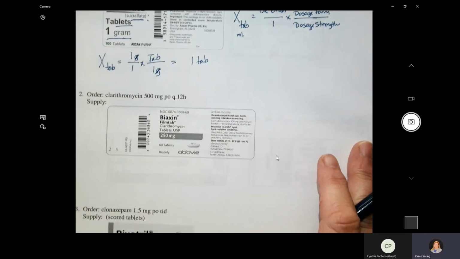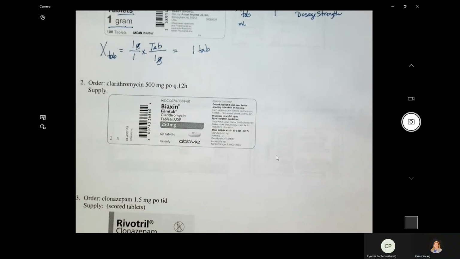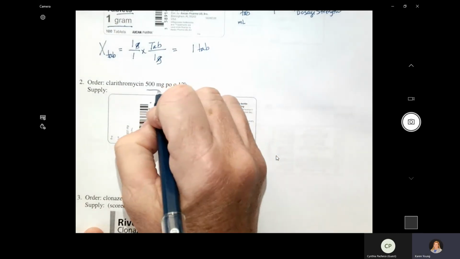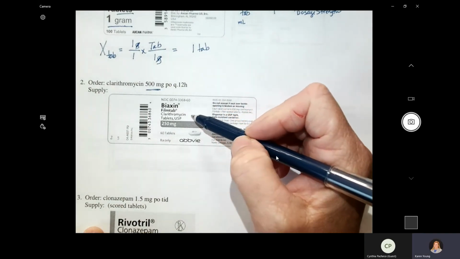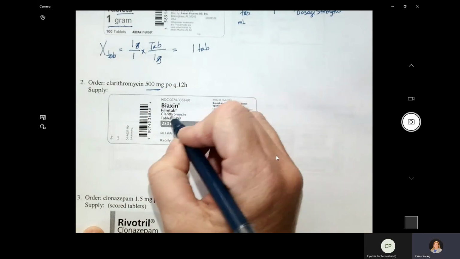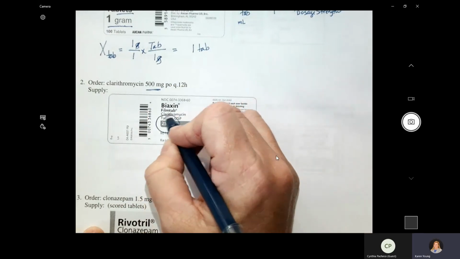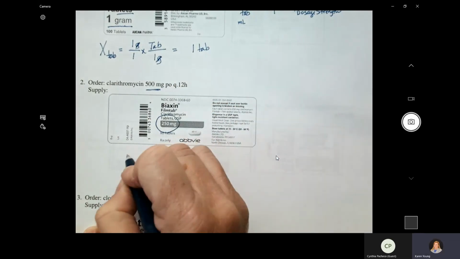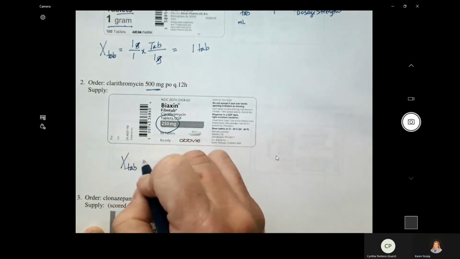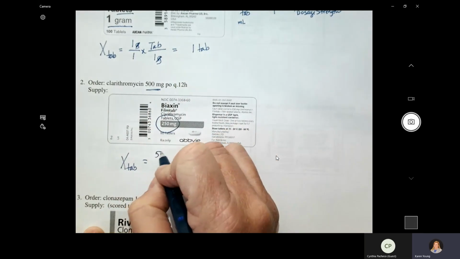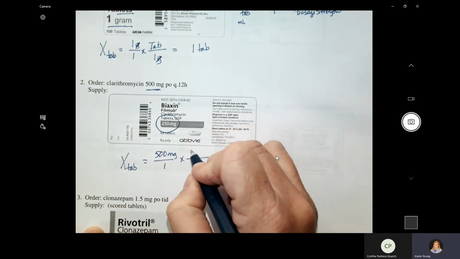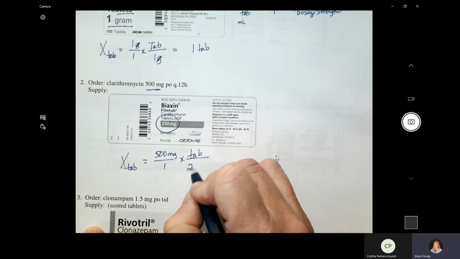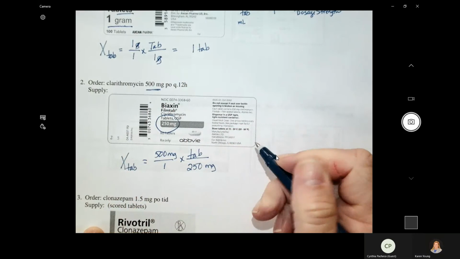So if we look at the order of clarithromycin, 500 milligrams, so my order, then I've got to look, does my label match? It's Vioxin, Flimtab, and clarithromycin, so it matches, right? The generic names are the same. It's tablets, and it's 250 milligrams. So then it's just X tablets, my order, the 500 milligrams, over one, my form, tablets, my strength, 250 milligrams.